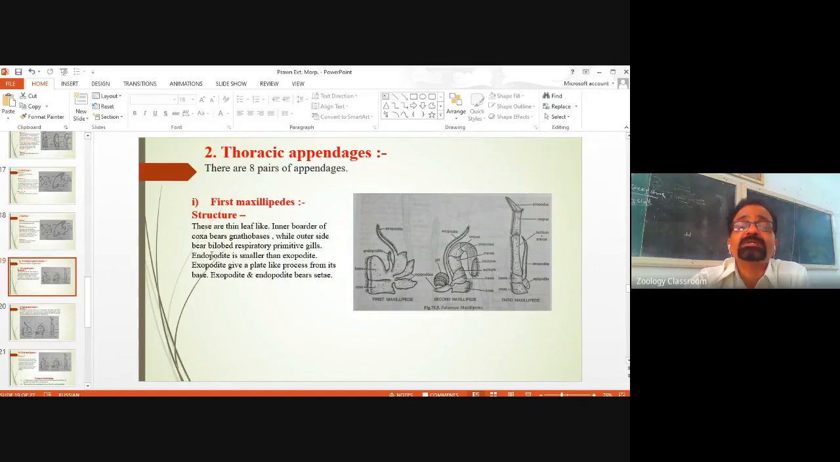While the outer side bears bilobe, one and two. This is the extension of the coxa. Bilobe structure. Respiratory primitive gills. So these are the primitive gills which are present, which are called as epipodites.